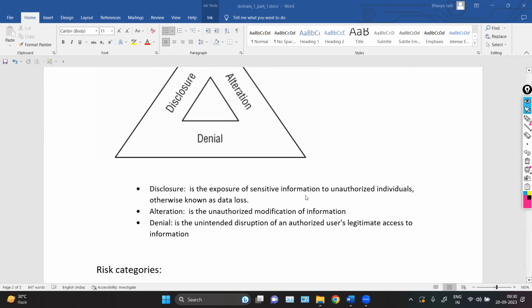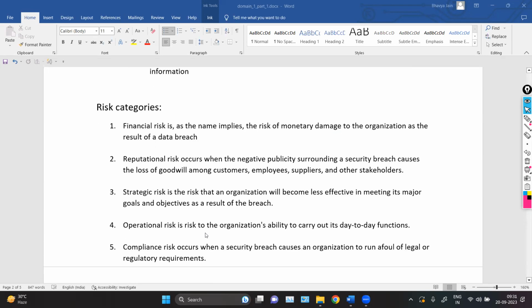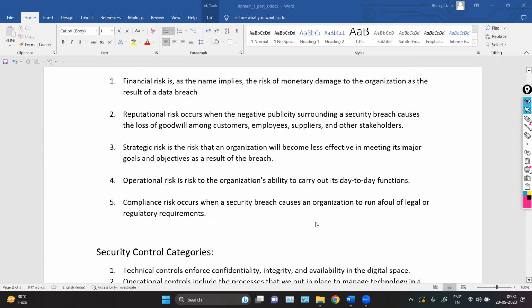or we can say the violation of the principles of the CIA triad. So disclosure is the violation of confidentiality, alteration is the violation of integrity, and denial is the violation of availability. In disclosure, your data is disclosed to everyone; any unauthorized user can now access your data. Alteration is when any unauthorized user can modify your data, and denial is when your data is not available to the users, to the required customers.